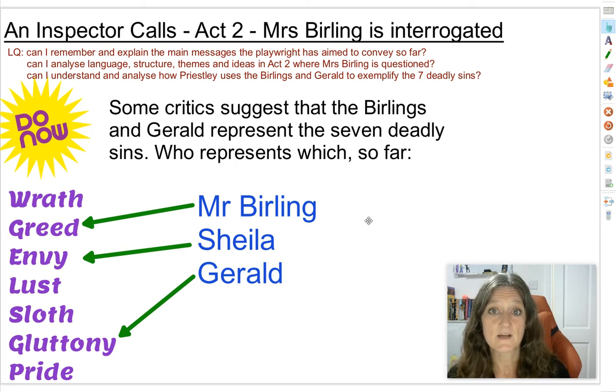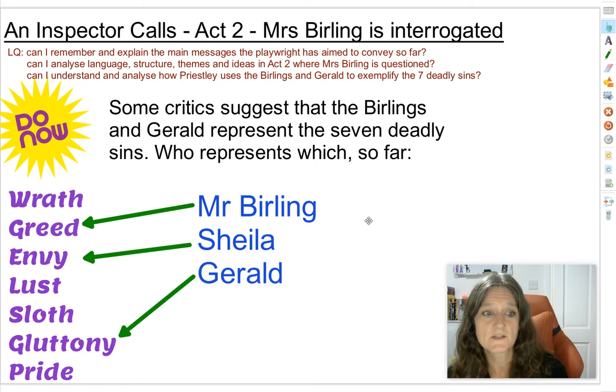For Sheila, I've put down envy. That seems to be what caused her troubles, especially regarding Eva Smith. Because Eva Smith was so pretty, Sheila was envious of her; the inspector says you were jealous of her. She was very envious of Eva Smith when the fashionable item that she wanted to wear looked really good on Eva Smith, but looked an absolute disaster on Sheila. And perhaps, with Gerald feeling fondly towards Eva, she might have felt some envy, but I don't think she did by that point.